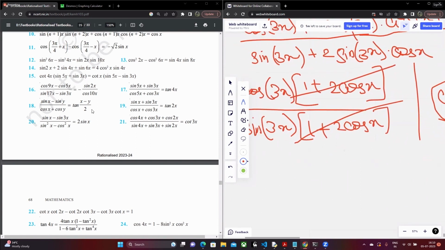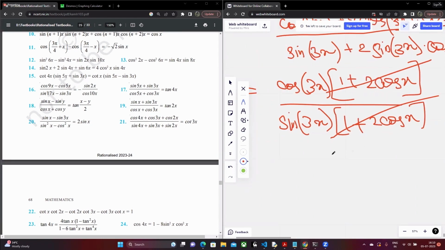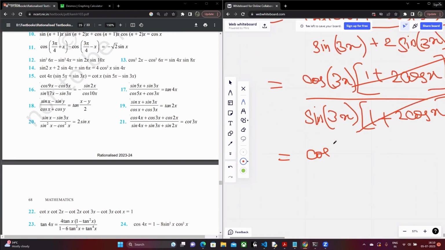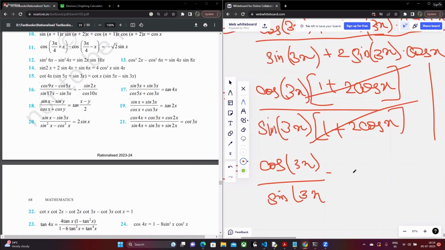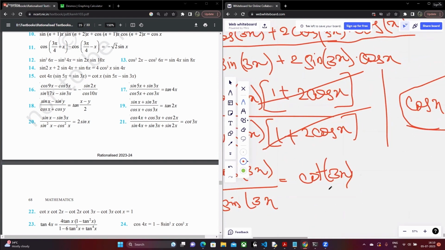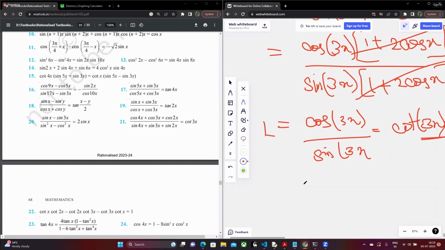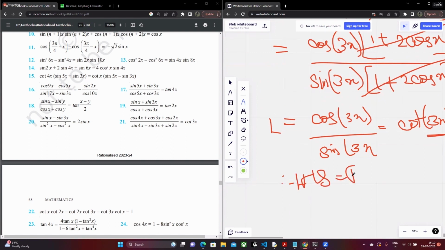And anyway, you have to make sure in every case that the denominator is non-zero. But that's a different matter altogether. Right. So you are going to be left with cos of 3x divided by sine of x, right? Which is equal to cot of 3x, which is the right hand side. Therefore, you have shown that the LHS is equal to the RHS.